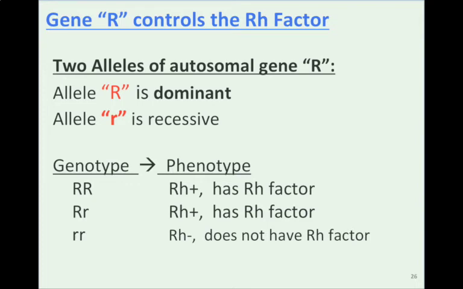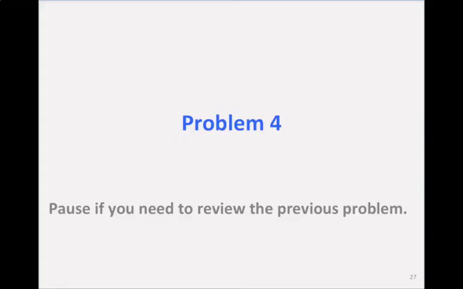But if they have a genotype of little r little r, then the cell does not make the Rh factor, and that person is considered to be Rh minus. So we'll do a problem now.